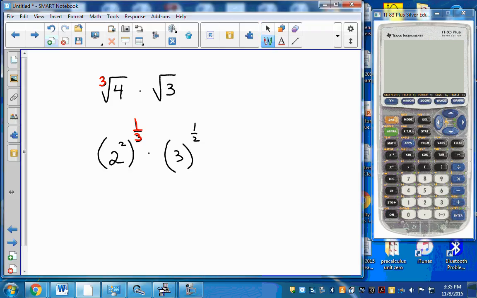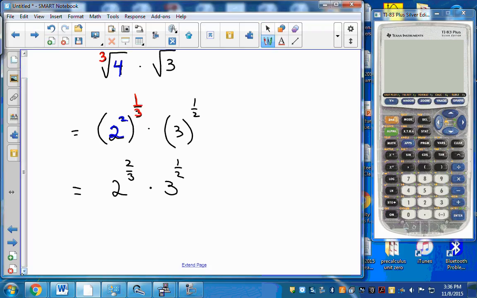And we have 4, which I just wrote as 2 squared. Okay. So let's see. Now I have, this is 2 to the 2/3, and this is 3 to the 1/2. Well, the bases are not the same, so I cannot add the exponents. And the exponents are different, so it looks like we're sort of stuck here.